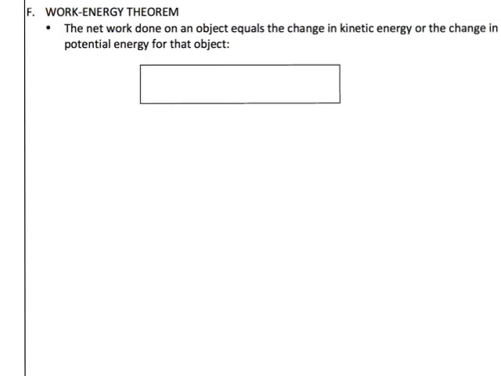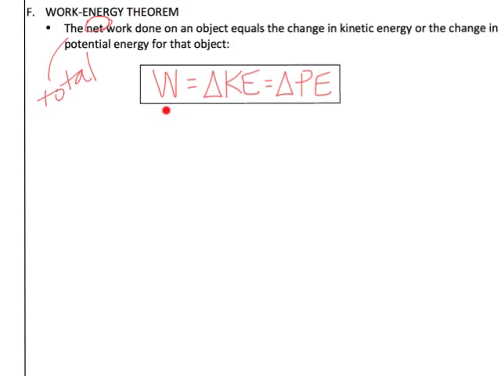The actual theorem is stated for you. The net work, remember net means total, done on an object equals the change in kinetic energy or the change in potential energy for that object. So let's write that as a formula. So we would say W for work, and that's going to equal the change in kinetic energy or a change in potential energy. So we set all three of those things equal to each other. So let's apply this in some example problems.